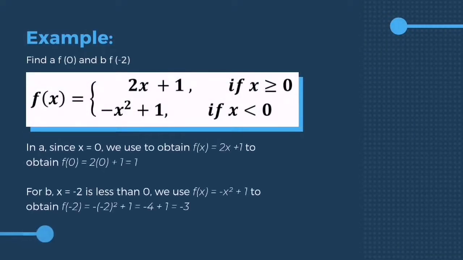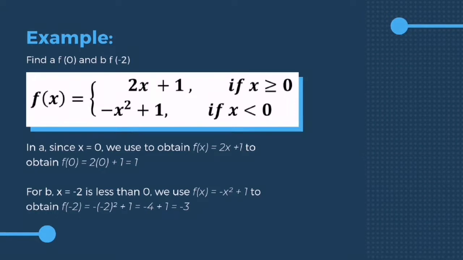Here is an example. We must determine which piece of the function we need to use. In A, since x is equal to 0, we use f of x equals 2x plus 1, to obtain f of 0 equals 2 multiplied by 0 plus 1 equals 1. And for b, x is equal to negative 2, which is less than 0. And so we use f of x equals negative x squared plus 1 to obtain f of negative 2 equals negative, open parenthesis, negative 2 squared, close parenthesis, plus 1 equals negative 4 plus 1 equals negative 3.